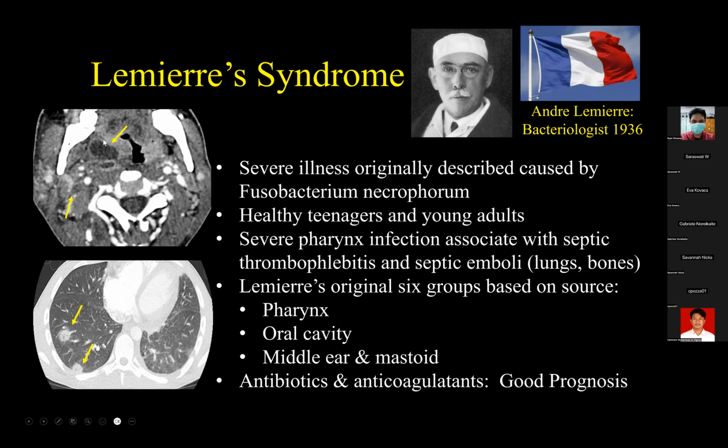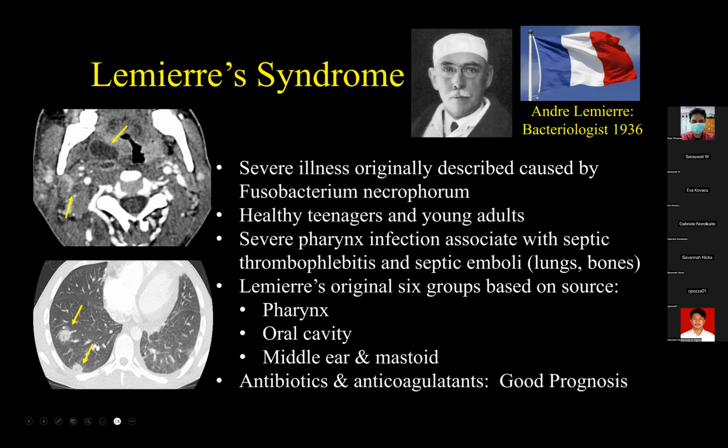And when you have a tonsillar abscess associated with a thrombophlebitis involving the internal jugular vein, this is sometimes associated with septic emboli in the lungs. And this is what's referred to as Lemierre syndrome. And this was named in 1936 by Andre Lemierre.